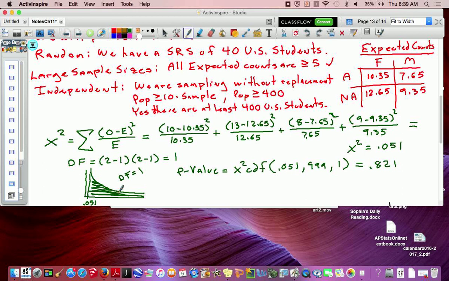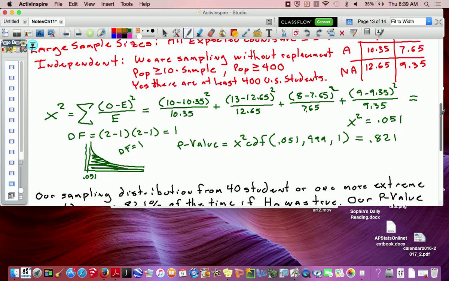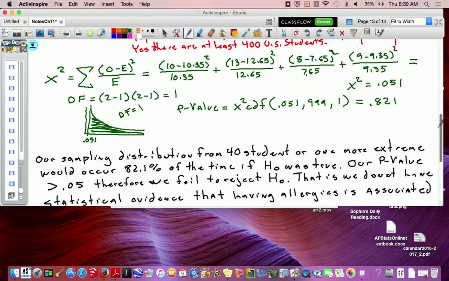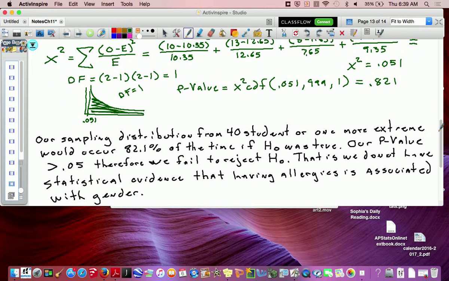So in our case, this is our result. Our result, or one more extreme, would occur 82% of the time if our null hypothesis was true, if there was no association between the two. Since it's greater than 5%, we are failing to reject the null hypothesis. That is, we do not have statistical evidence that having allergies is associated with gender, which would have been interesting if it actually was. All right, so I know I kind of flew through that one.